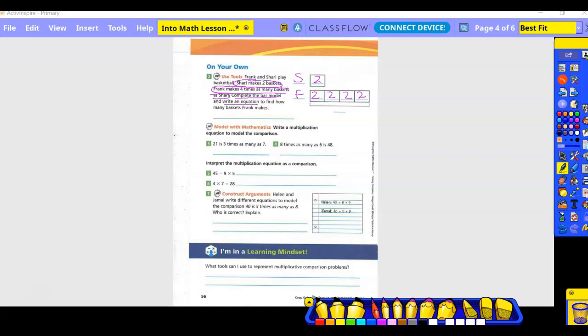So now we have to write an equation. So what is our equation going to be? What do we have in every one of those boxes? 2. And how many boxes does Frank have? 4. So 2 times 4 equals 8. So this would be an 8 here. And then what is going to be our label? 8 baskets. So we're going to put a semicolon and write our answer. 8 baskets.